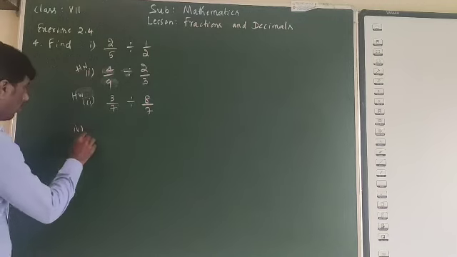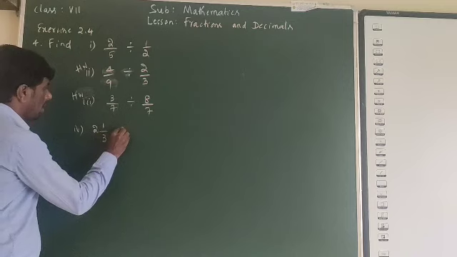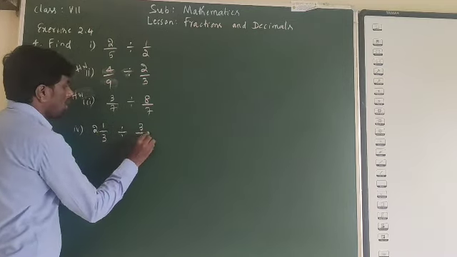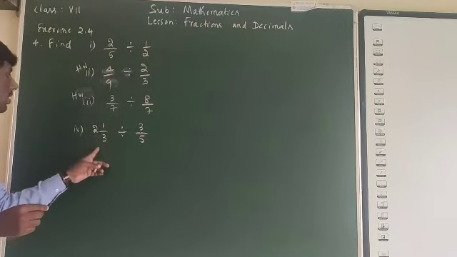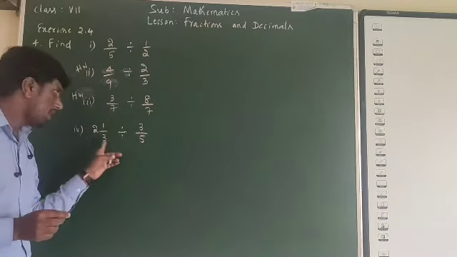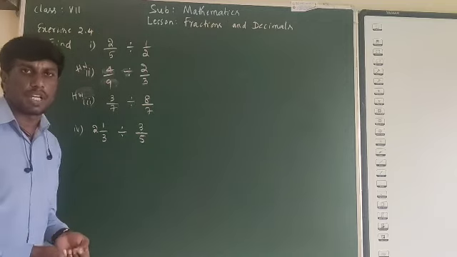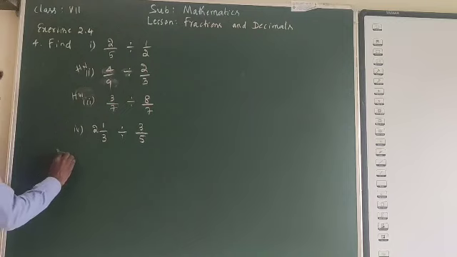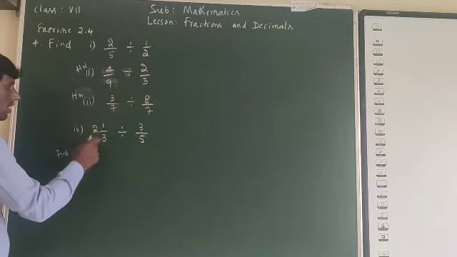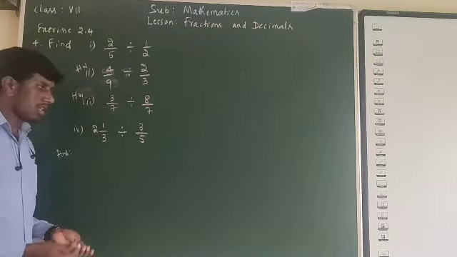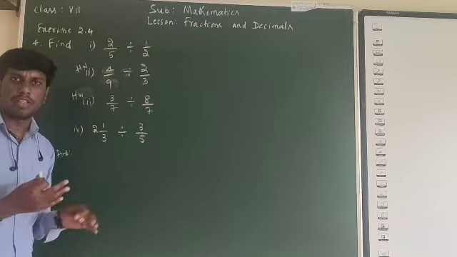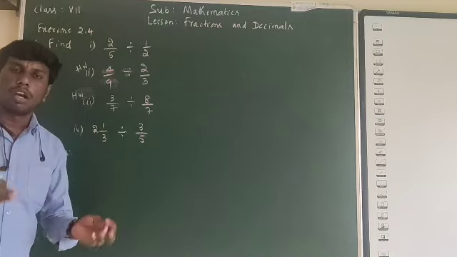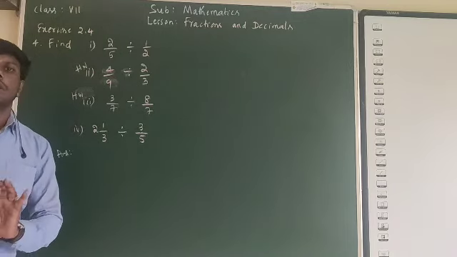Fourth one: 2 1 by 3 divided by 3 by 5. Here again it is a division of a fraction by a fraction, but the first fraction is a mixed fraction. It's also very easy. Whatever mixed fraction is there, convert it into an improper fraction, then divide with the other fraction, and then follow the usual method.